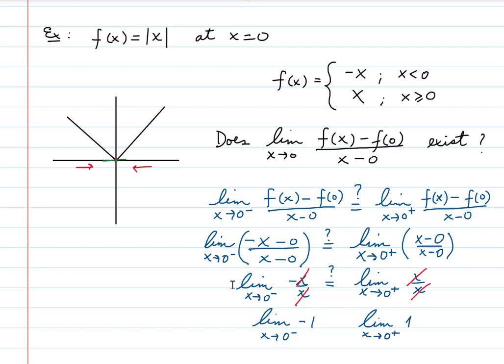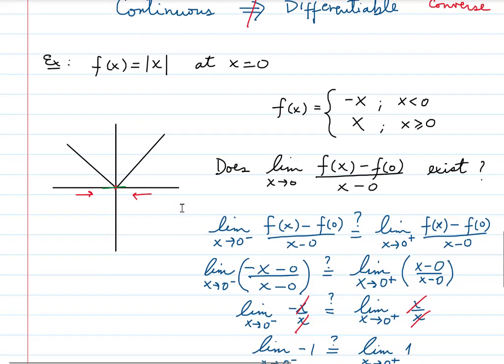We already know the limit of a constant is just a constant. We can say now that negative 1 is not equal to 1. So this shows that the limit doesn't actually exist. So the limit of this alternative definition of our derivative does not exist, which means for us the function is not differentiable at that point, x equal to 0.